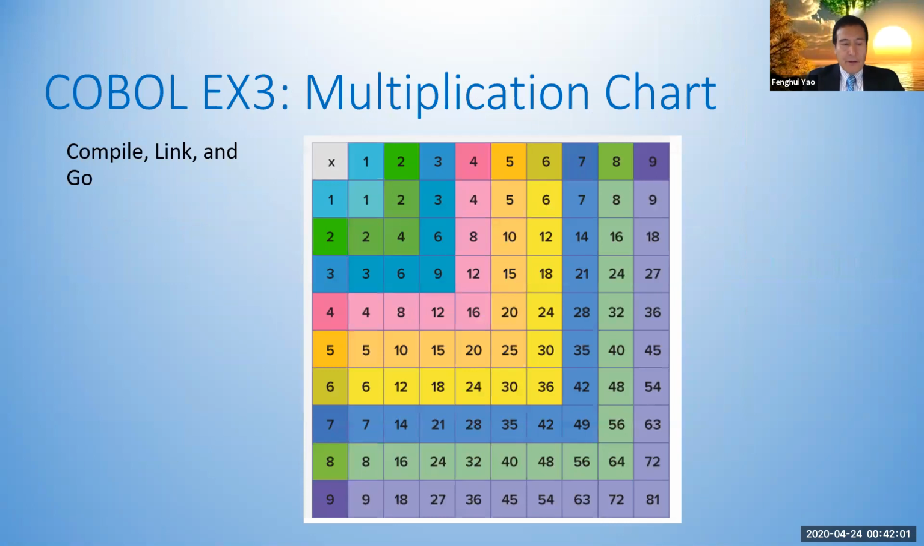All right, we will also use this multiplication chart as an example to learn how to compile COBOL code, how to link, and how to run. Here, go means run.